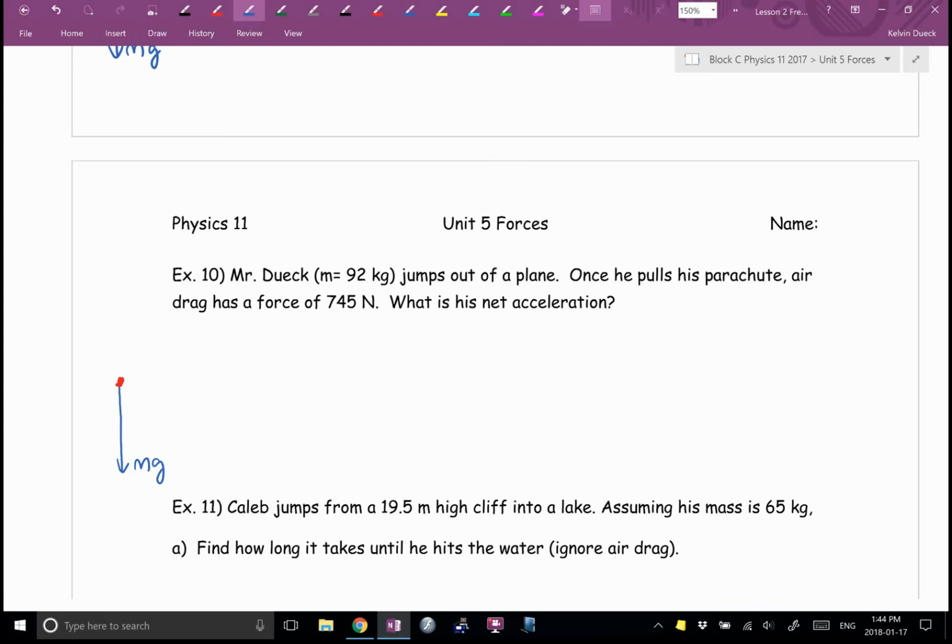So I'm pretty sure that air drag is smaller. I'll call it F air or F drag, whichever, just so I can tell the difference. So I drew the arrow smaller. Are there any other forces? I don't think so.